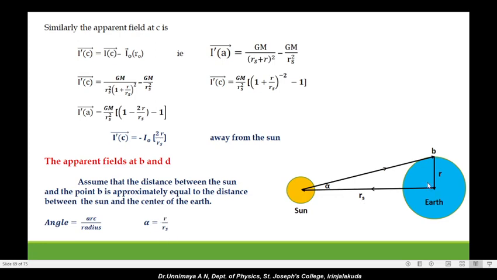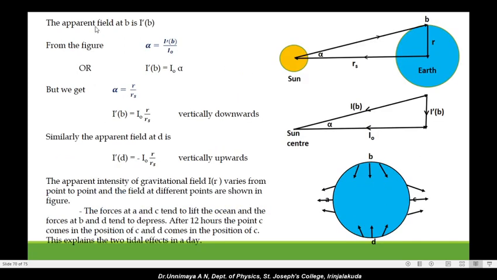So R by RS. തെറ്റിപ്പോകരുത്. ആർക്ക് ബൈ റേഡിയസ് എടുക്കുമ്പോൾ ഇതാണല്ലോ റേഡിയസ്, ഇത് റേഡിയസ് എടുക്കരുത്. ഈ ഫിഗർ ആണ് കൺസിഡർ ചെയ്യേണ്ടത്. Consider this figure, this triangle-like figure, then alpha will be equal to R divided by RS. For this figure, R is arc, RS is equivalent to the radius, so alpha will be equal to R by RS. തെറ്റിപ്പോകരുത്. So angle alpha is R by RS. Then the apparent field at the point B is I prime B. ആണല്ലോ I prime B.